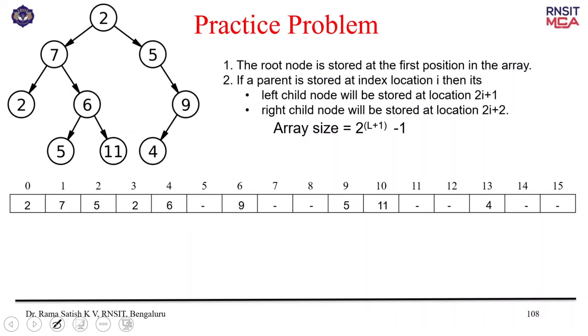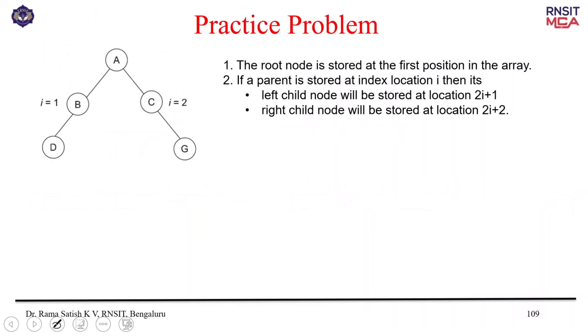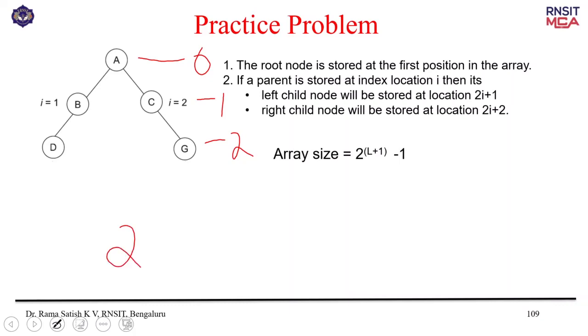Again, there is one more problem. Look at here, another problem. How many levels are there? This is level 0, this is level 1, this is level 2. 2 levels are there. So you know the formula: array size is equal to 2 raised to the power of level plus 1, minus 1. Level is 2, 2 plus 1 is 3. 2 raised to the power of 3 is 8, minus 1 is 7. So you need 7 elements.